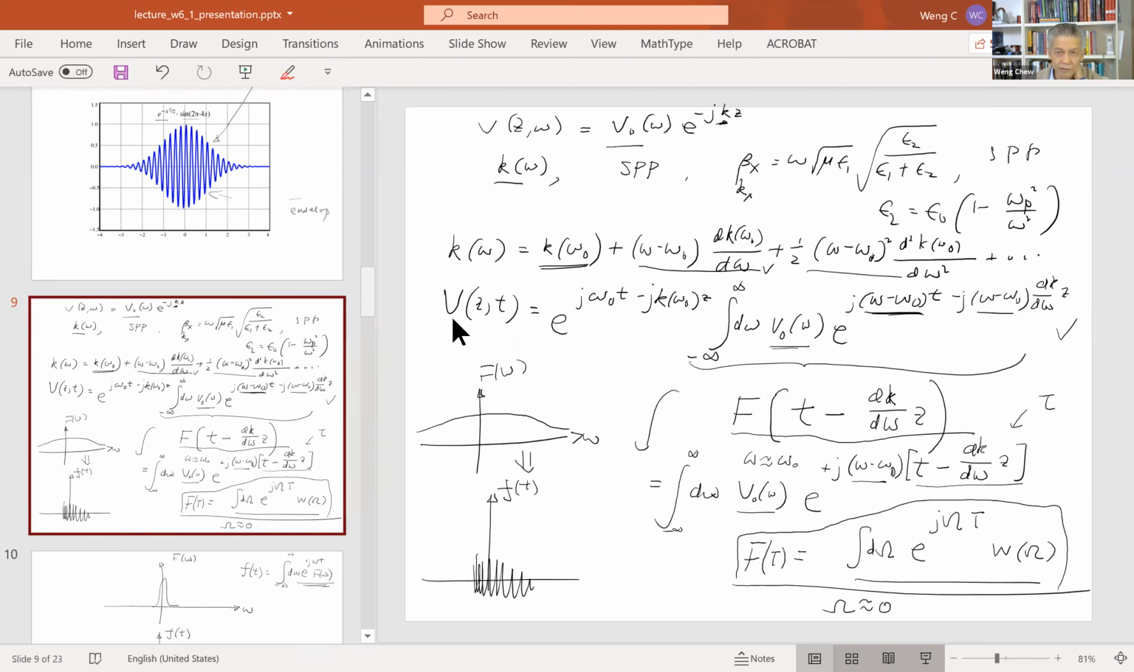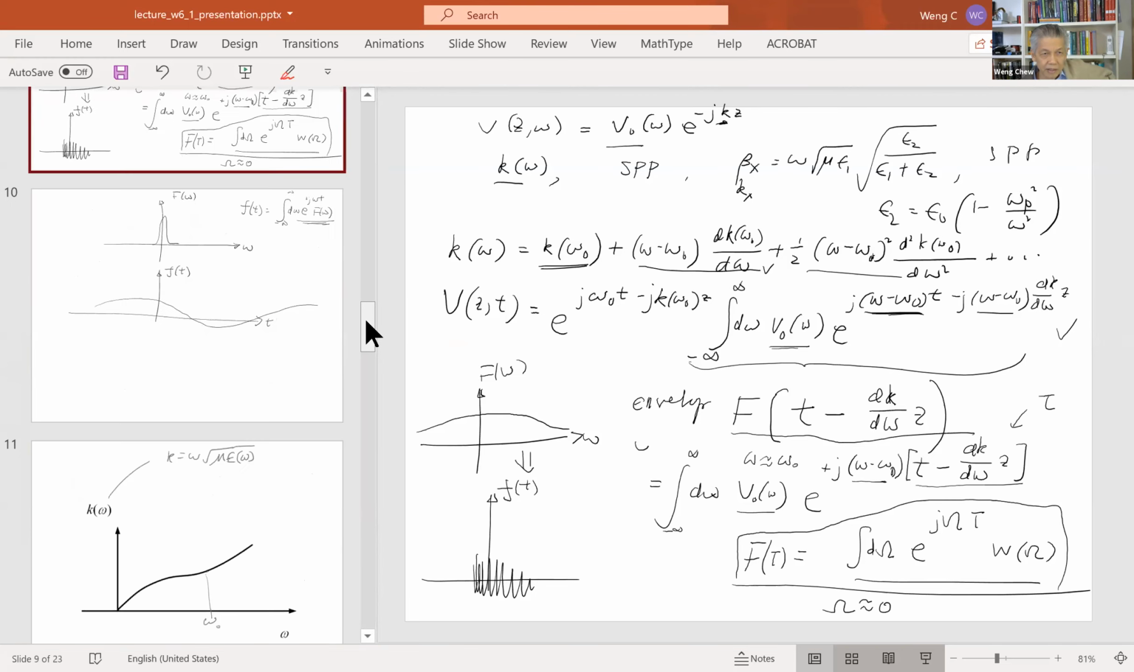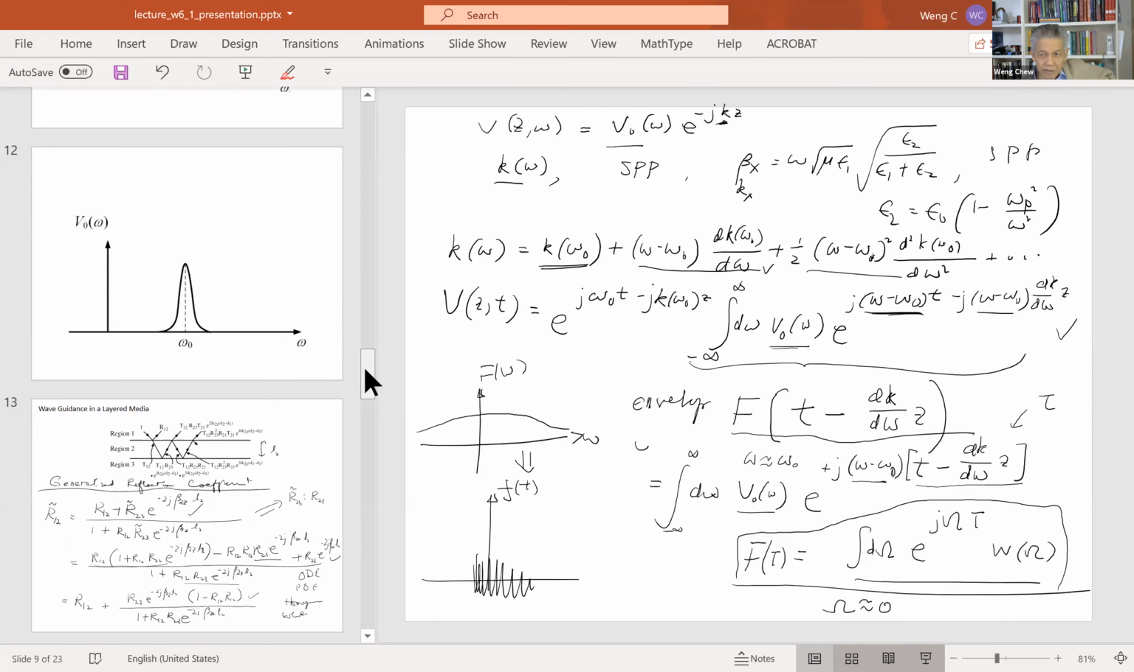So we can actually look at the velocity of this slowly varying part. It's actually the envelope. Okay, this part should be the envelope. And the envelope propagates with the velocity of dk over d omega. That's what we see. This envelope will propagate with the velocity of dk over d omega, which is the group velocity. And then the carrier will propagate with the phase velocity, okay? And we say that this is in general true.